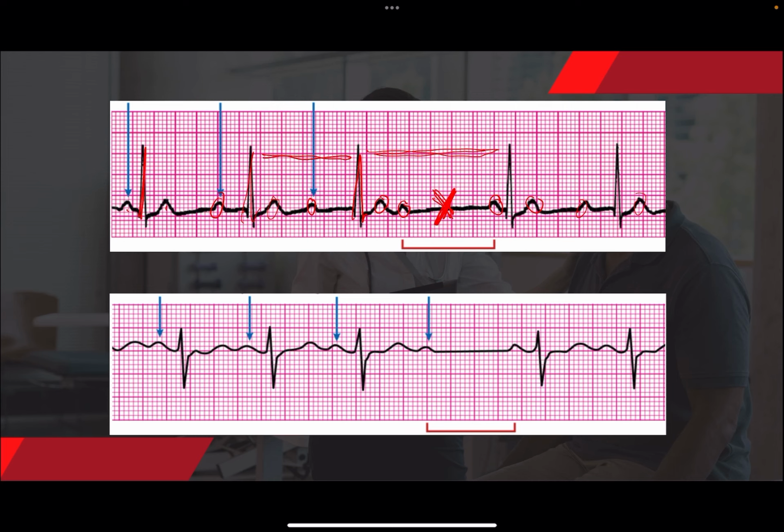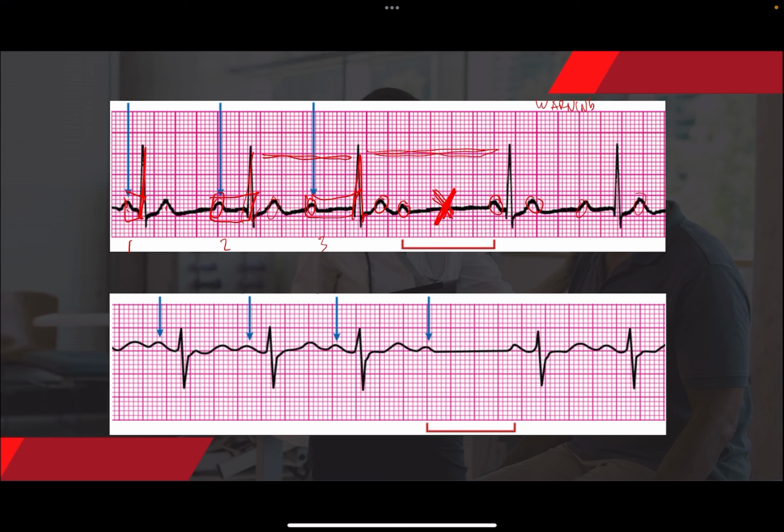Okay. Now the PR segment, this is normal, 1 box, almost 2 boxes. Now this is 3 boxes. So we can see the pattern. 1, 2, 3. It's constantly prolonging and then there's a drop beat. We have a warning sign. And then let's go and check for the ratio.